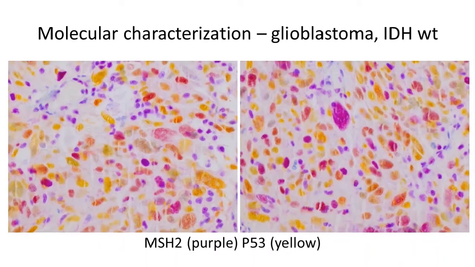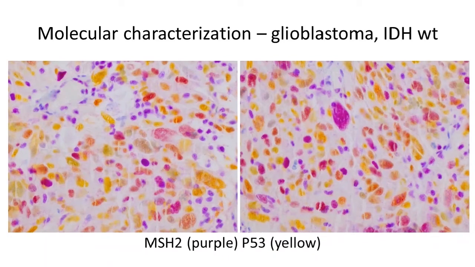But this provides you a very complex picture. You don't really know which are the tumor cells, which are the stromal cells in this case. These tumor cells were also positive for p53, but we don't know whether that overlaps with the mismatch repair protein stains.